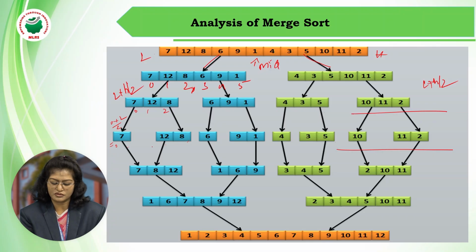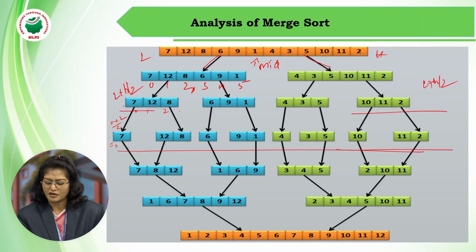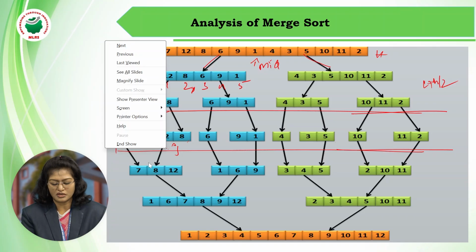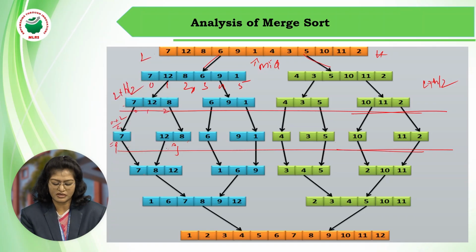Now we need to find the solution for this. The divide part is completed. Now we need to combine the parts. Combining means we need to check this is the i value and this is the j value. So we need to compare each and every element. Again, 7 is compared with j. So which one is less? 7 is less, so 7 is going to be inserted into the new array. And next, this j will be incremented to the next value.